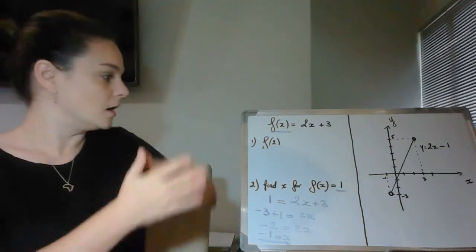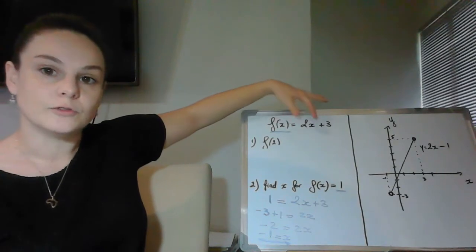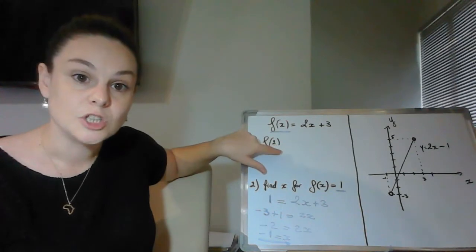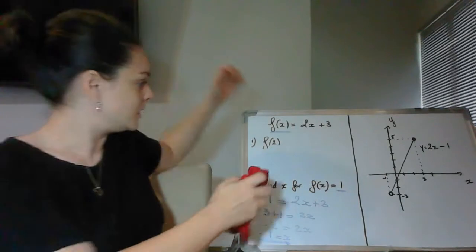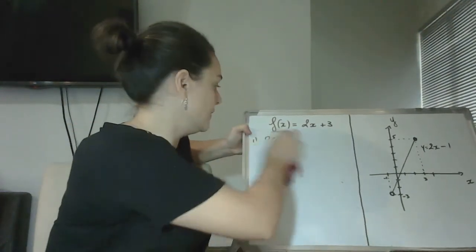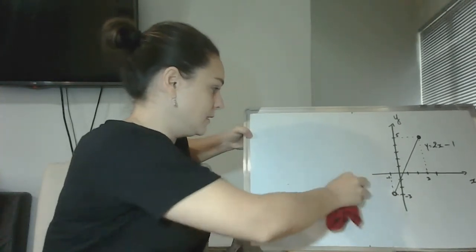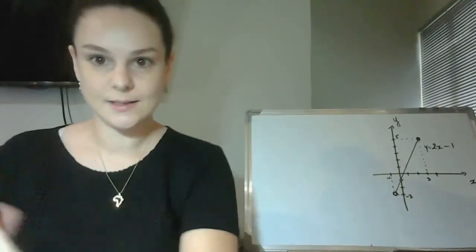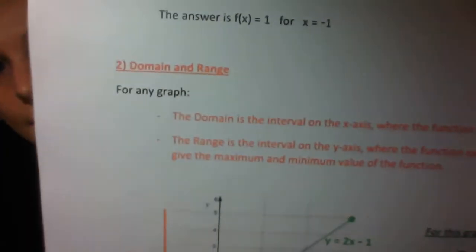If they ask you for f of x, you change it on the left hand side and you solve for x. If they ask you for f of a specific value, then you change the x for this specific value and you just calculate the result of the equation. Right, so that's our first part on how to work with straight lines. And now we have another point to see for this first lesson, and it's the second one here, domain and range.